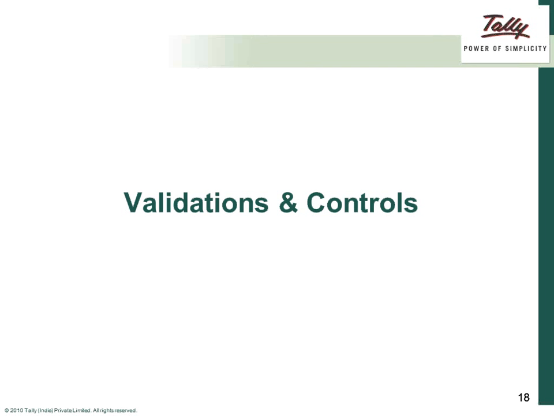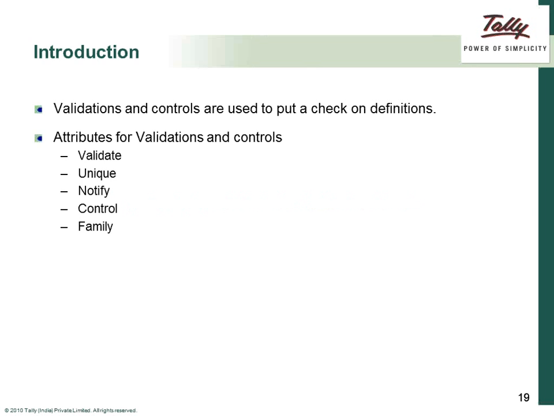Basically, validation and control is for checking of data, and there are various attributes available in Tally. Tally is a very simple product, so the validations and controls that we have are also very simple. We have just 5 attributes which take care of the entire security in Tally: validate, unique, notify, control, and family.